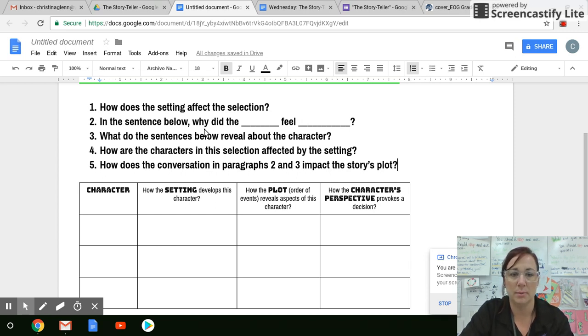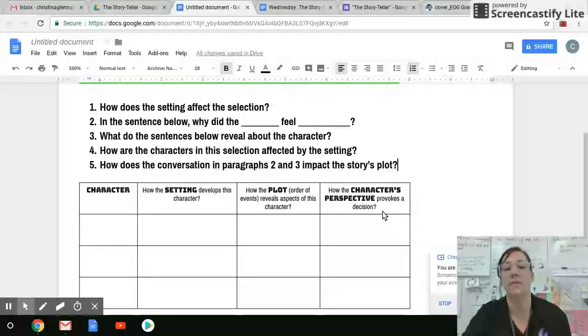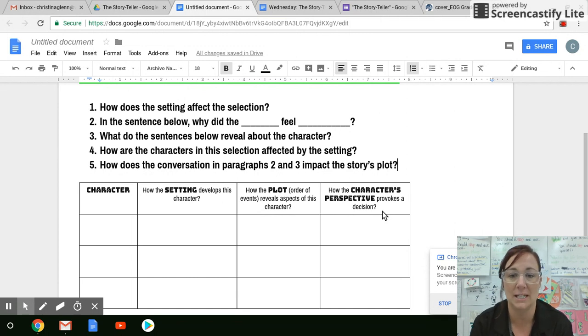If it says in the sentence below, why did the blank feel blank? Which one of these am I going to think about? Well, I know it's already given me the character information there. Feel in the sentence below is going to either reveal something about setting, it's going to reveal something about the plot, or it's going to show me that the character decided to make a decision. Character's perspective, it's giving us something. He's feeling something, so more than likely it's a perspective that he's going to have. So what decision does he make based on those lines?